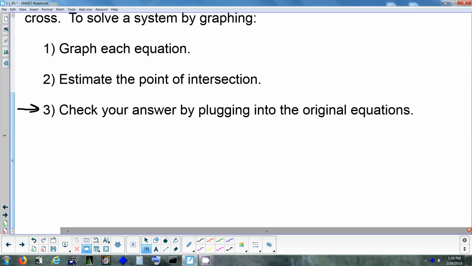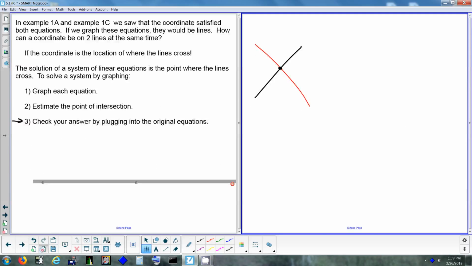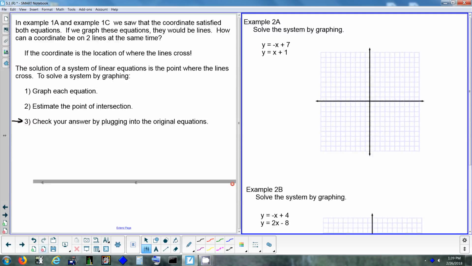Okay, anyone still copying down the 3 steps? Graph, estimate, check. That's how you could sum them up. Now, Mr. Hager said that second step, estimate, you're going to see, it'll be a nice point.